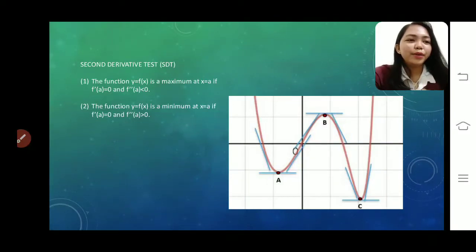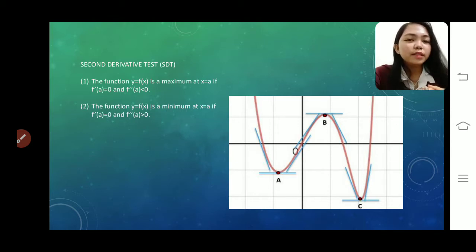Hello guys, so ito yung continuation of the lesson about maximum and minimum values of a function. So I've already discussed about the first derivative test. So now we have the second derivative test, wherein this test will be used also to identify whether our critical values are maximum or the minimum values of the function.